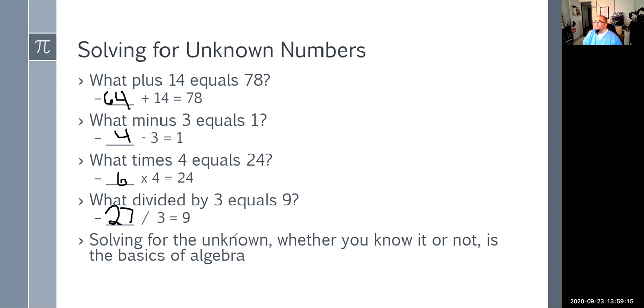And then how will we make sure these are right? Well, we'll go back and redo the problem, right? I could go back and put it in my calculator. 64 plus 14 should get 78. 4 minus 3, hopefully you don't have to do that in a calculator. If you have to do that in the calculator, we got some explaining to do here, right?